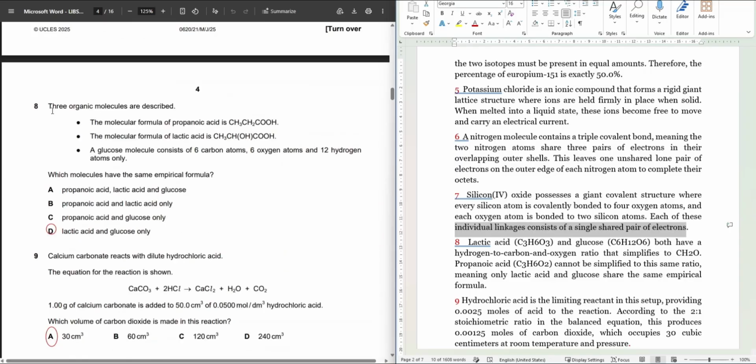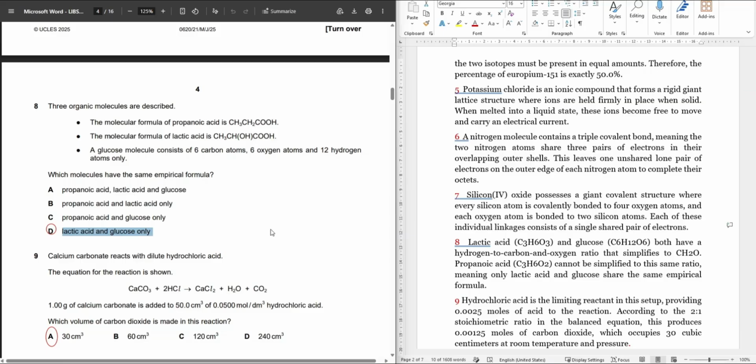So here the question says 3 organic molecules are described. The molecular formula of propanoic acid is given. The molecular formula of lactic acid is given to us. And a glucose molecule consists of 6 carbon atoms, 6 oxygen atoms, and 12 hydrogen atoms. Now they're asking which molecules have the same empirical formula. Option A is propanoic acid, lactic acid, and glucose. Number B is propanoic acid and lactic acid only. Number C, propanoic acid and glucose only. And number D, lactic acid and glucose only.